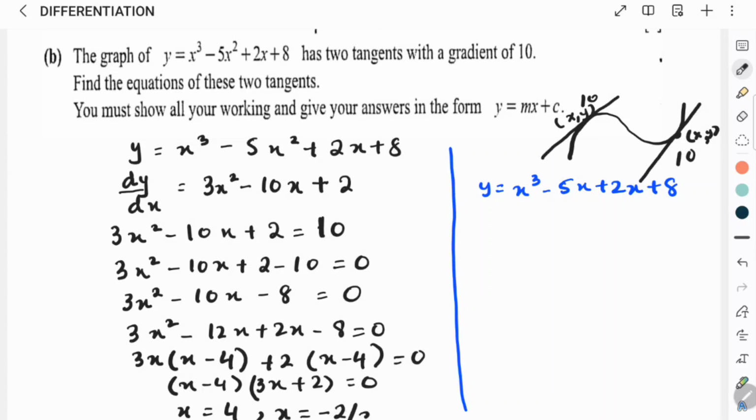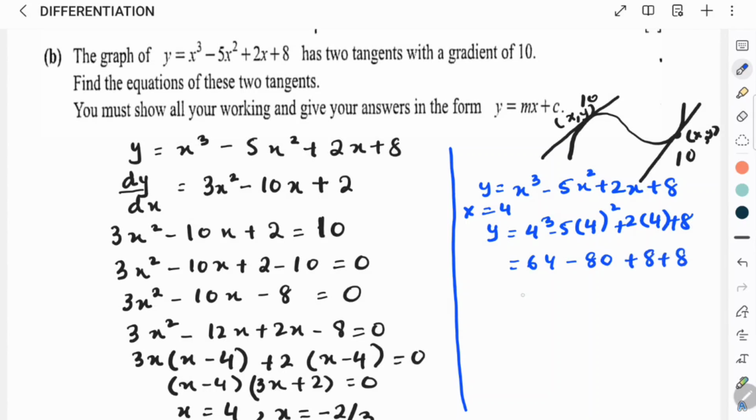So that will be equal to minus 2 over 3. Sorry. So here x equals 4 and x equals minus 2 over 3. So what do you do? You just put x equals 4 here and then find out the value of y. When x equals 4, y is equal to 4 cubed minus 5 times 4 squared plus 2 times 4 plus 8.